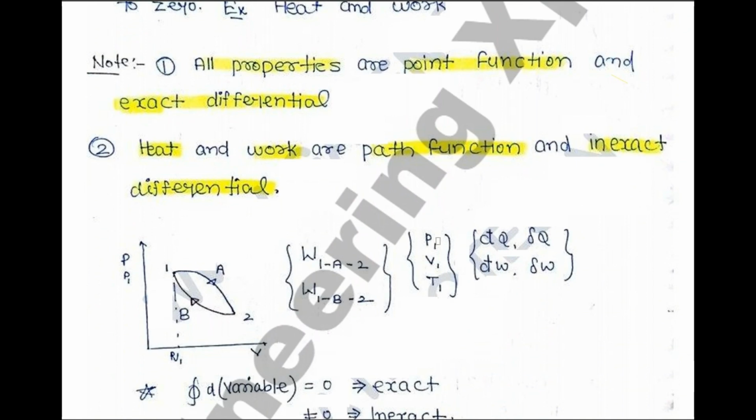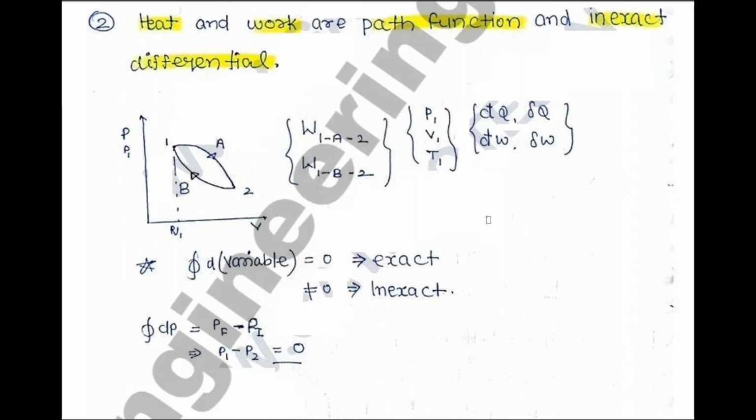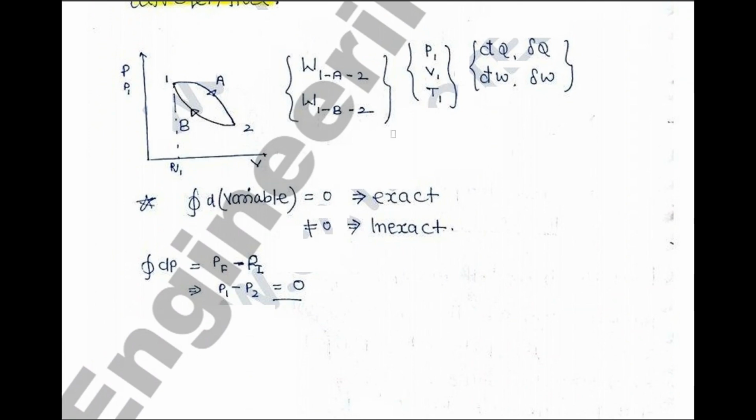And if we take heat and work, they are path functions. Therefore, they are inexact differentials because, as we studied earlier, they are path dependent. If they come to the initial position, it is not necessary that the work is zero because it depends on the path. So here you can see that we have just mentioned that if it is zero, then it is exact, and otherwise inexact.